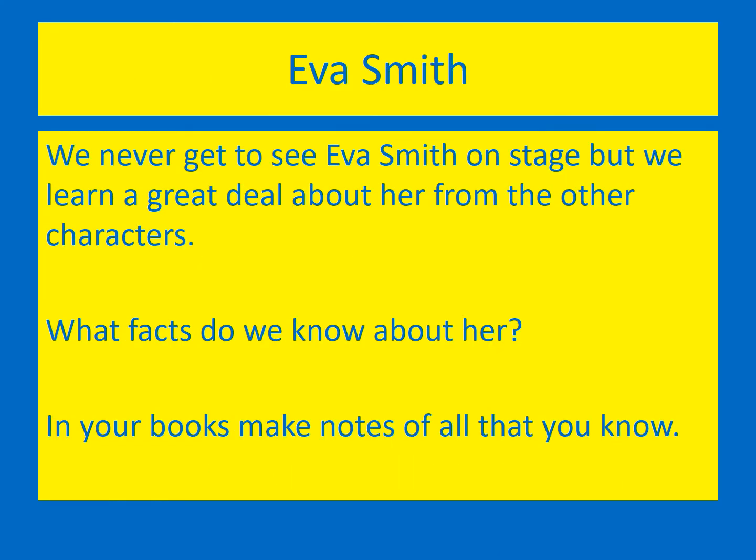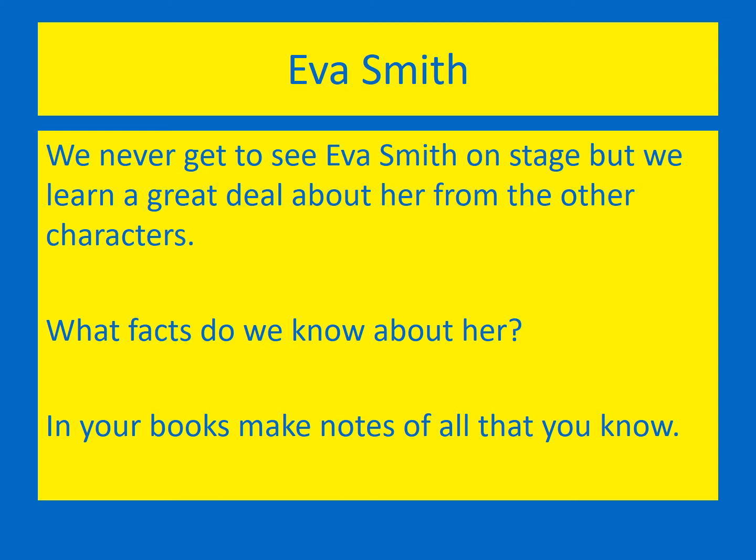So, ideas that I want you to think about first of all. Obviously you are going to complete work in your book, and you are also going to complete annotations in your text. But we're going to start with some work in your book today. We never get to see Eva Smith on stage, but we learn a great deal about her from the other characters. In your books, I would like you to outline all the facts that we find out about Eva. Make a note of that in your books. Remember to pause me, my lovely chat, whilst you do this task, because we're going to come back to it and reflect upon it.